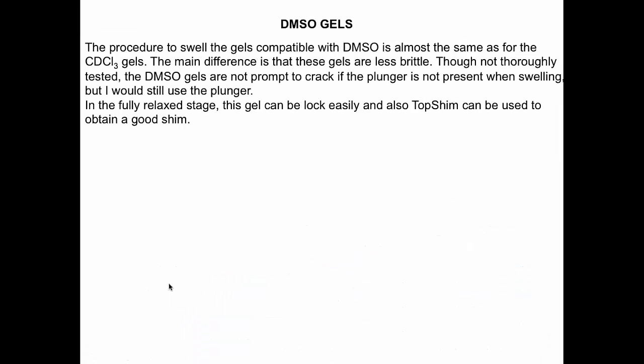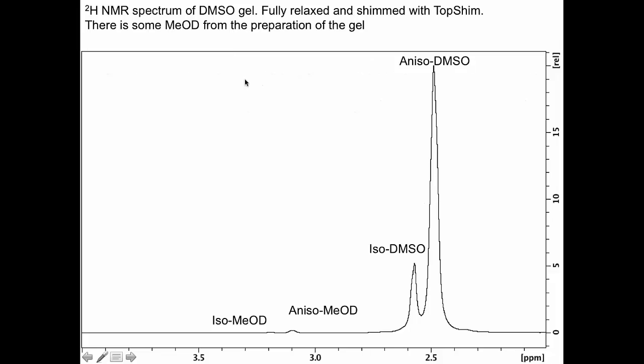For the DMSO gels, for the HEMA gels, it's much easier because you can swell them in DMSO, you can wash them the same way, and then the procedure is exactly the same. But the advantage is that you can shim the relaxed gel with the top shim, you know, gradient shim, and then even when it is compressed, you can touch up the shimming, and then see here, this is a fully relaxed DMSO gel.